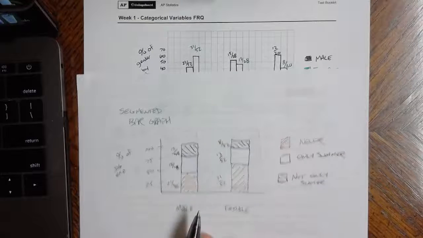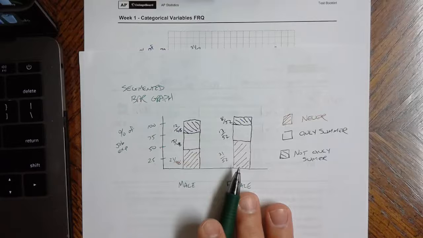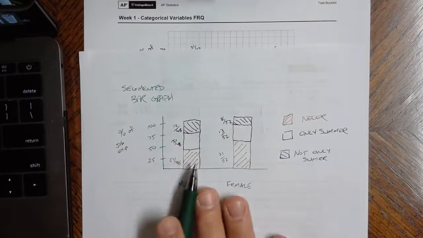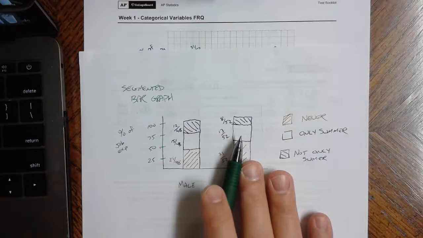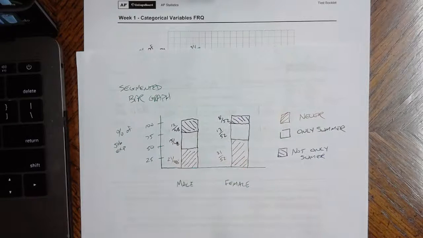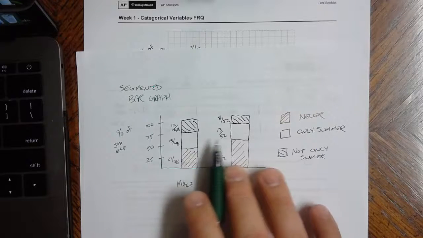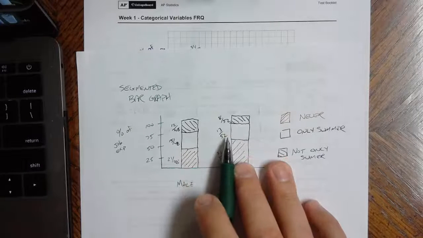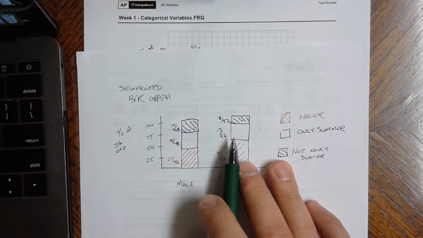So if I'm using this display, I'm going to write something like the proportion of female who never had a part-time job is higher than the proportion of males who never had a part-time job. The proportion of females who only had a summer job is a little bit, I think that's a little bit less actually, than the proportion of male jobs. It is a little bit less. I wish I'd have written the decimal version. And then if I have the specific values there, I could use those specific values. If I want to not use those specific values, I could also say that as well.